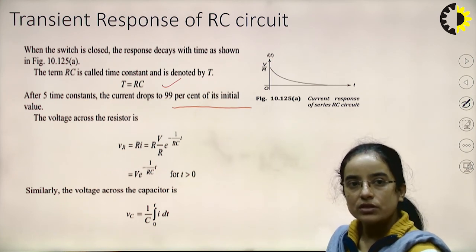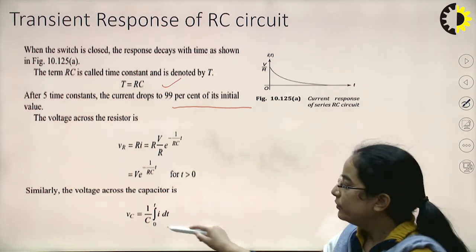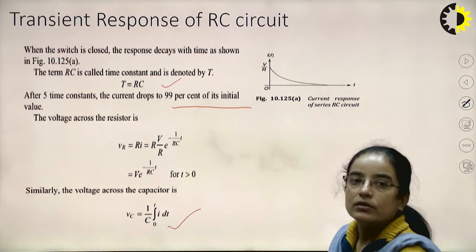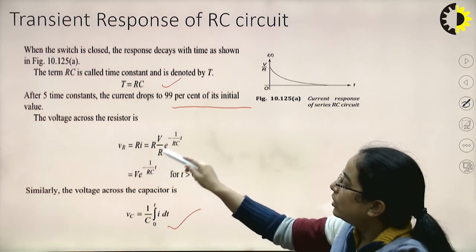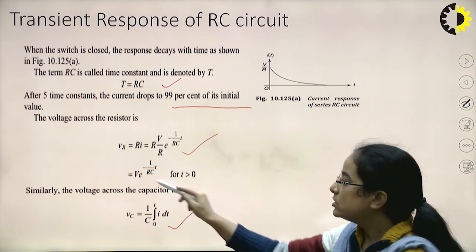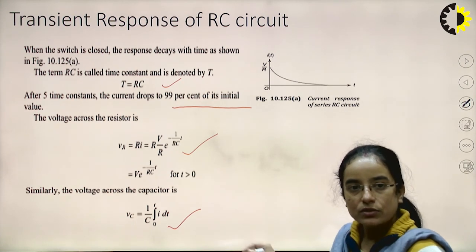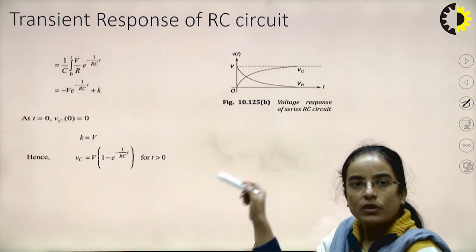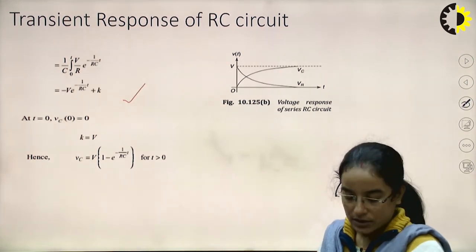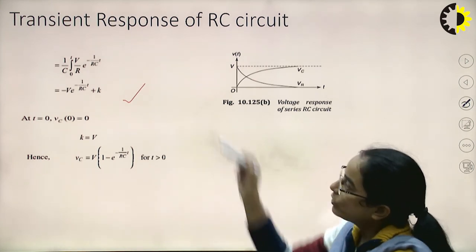The voltage across the capacitor will be Vc equal to 1 by C integration I dt, and the voltage across the resistor is R into I. So R into V by R e to the power minus t by RC. So the voltage across the resistor is V into e to the power minus t by RC, and the voltage across the capacitor is minus V e to the power minus 1 by RC into t plus K. Now again we need to calculate this constant.